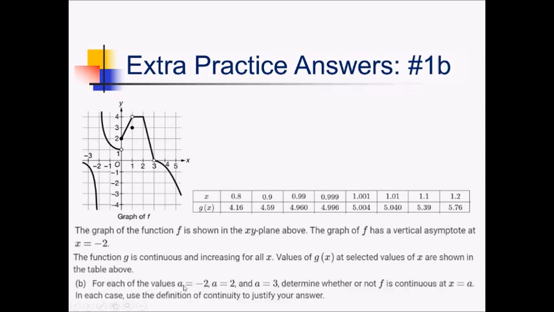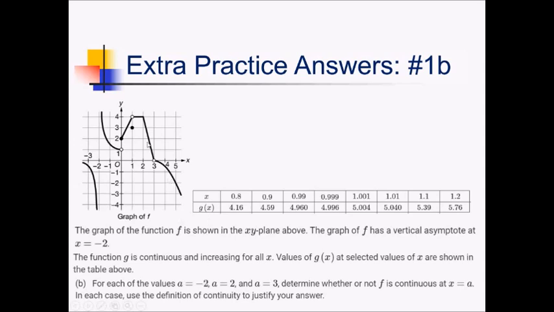On this part of the problem, for each of the values -2, 2, and 3, we want to figure out if f is continuous or not at these different x values, and use the definition of continuity to justify the answer. The definition of continuity says that if your limit exists, your function value exists, and they equal each other, you are continuous at a specific x value. So with that in mind, let's take a look at each value.